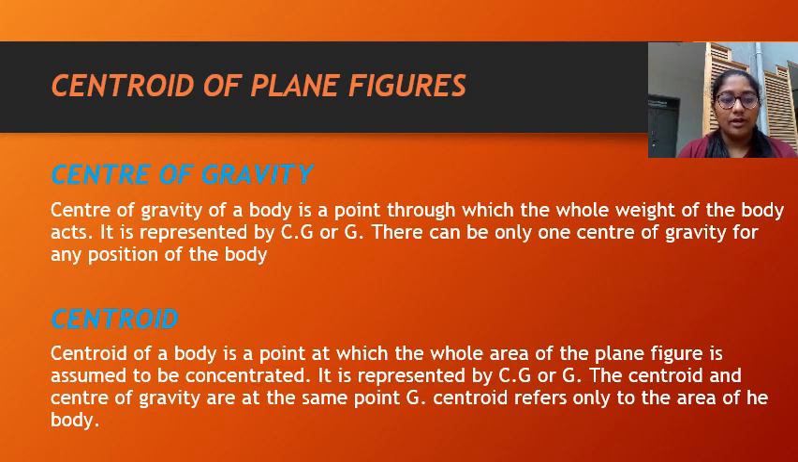Second, centroid. The centroid of a body is a point at which the whole area of the plane figure is assumed to be concentrated. It is also represented by CG or G. The centroid and the center of gravity are at the same point G. Centroid refers only to the area of the body.